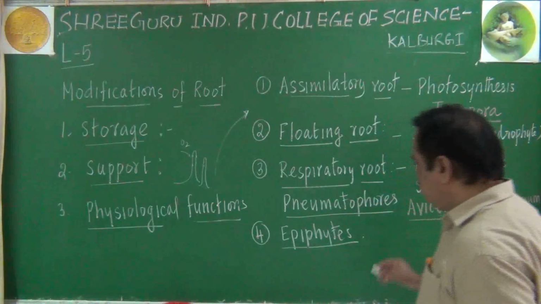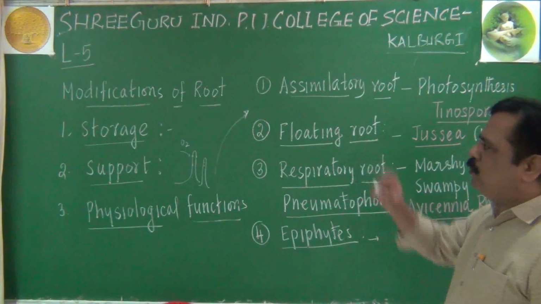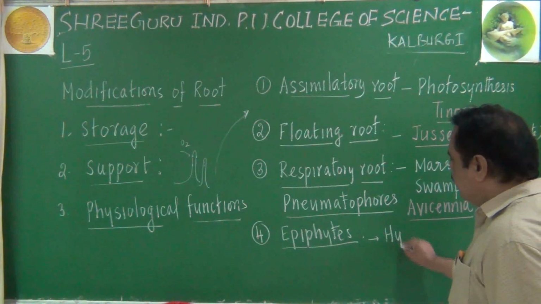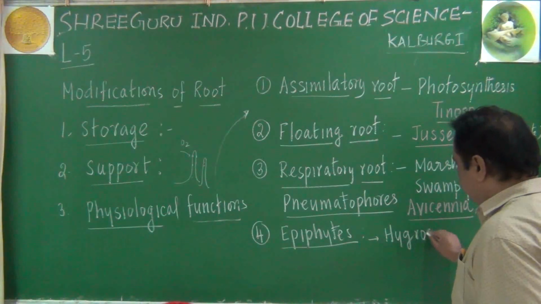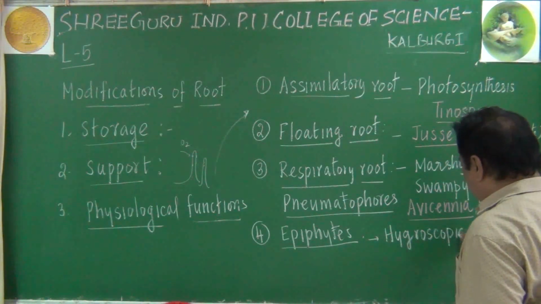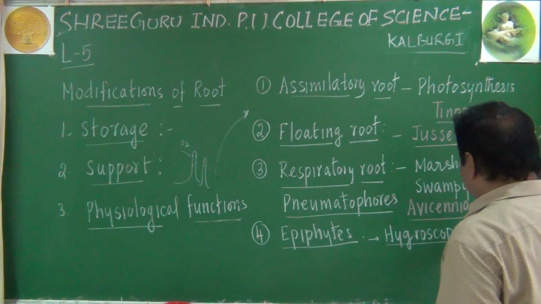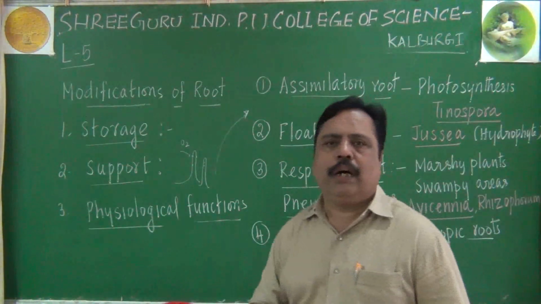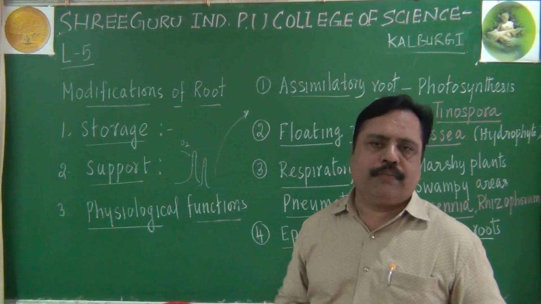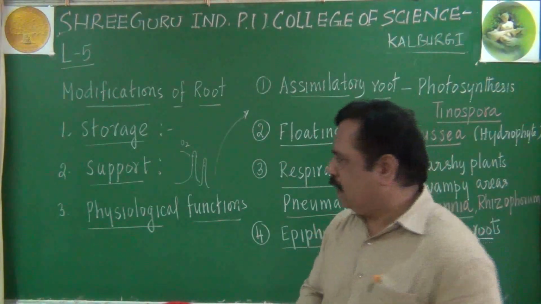Such plants have one type of root called hygroscopic root. Remember, hygroscopic root. What are hygroscopic roots? These roots are meant for absorbing moisture from the atmosphere.